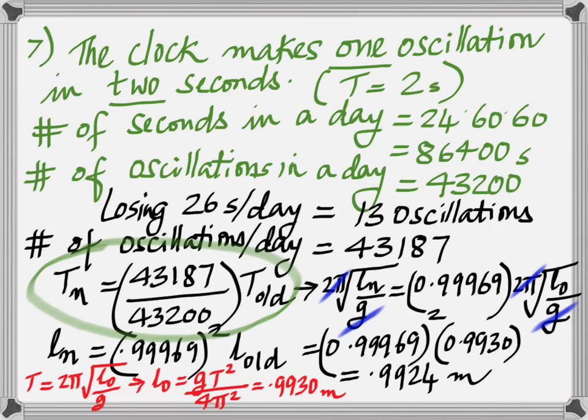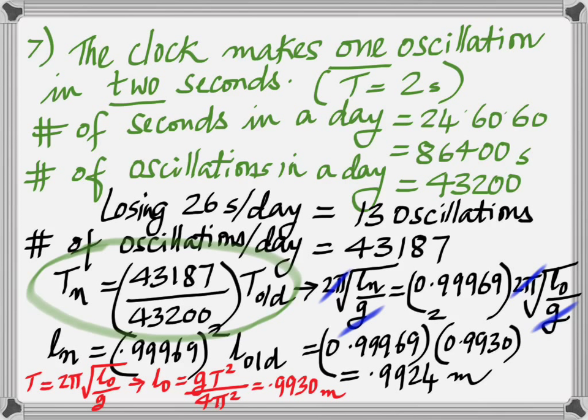In number 7, any pendulum clock makes one oscillation in 2 seconds. So the time period is 2 seconds. Number of seconds in a day, 86,400. And it takes 2 seconds for one oscillation. Therefore, number of oscillations in a day is half of that. This thing loses 26 seconds in a day, which is 13 oscillations lost. So the remaining number of oscillations is 43,187, which is this, take away 13.